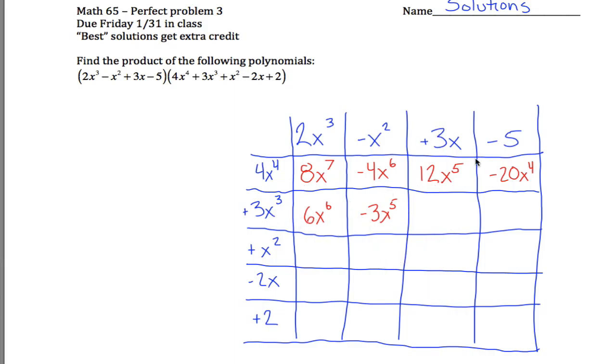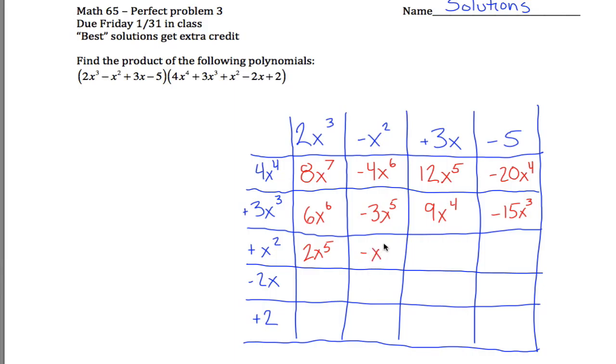Anyways, 3x cubed times 3x is 9x to the 4th power. 3 times 3 is 9, and then 3 plus the 1 that's implied here is 4. Negative 5 times 3x cubed is negative 15x cubed. Next row, 2x cubed times x squared is 2x to the 5th power. X squared times negative x squared, and negative times a positive is a negative.